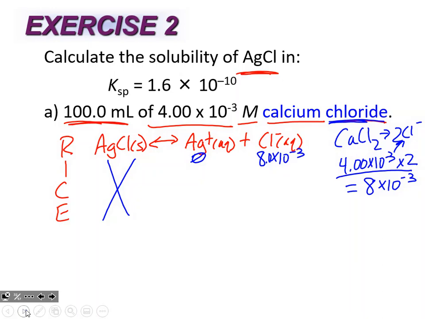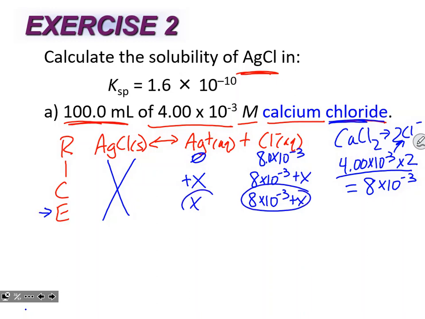All right, so that means when we're dumping the silver chloride in here, that's going to be plus x, but now this is going to be 8 times 10 to the minus 3 plus x, because we already have an initial amount in there. So now we're filling out our equilibrium values that are going to go into our K expression. These two values are going to go into our Ksp expression.